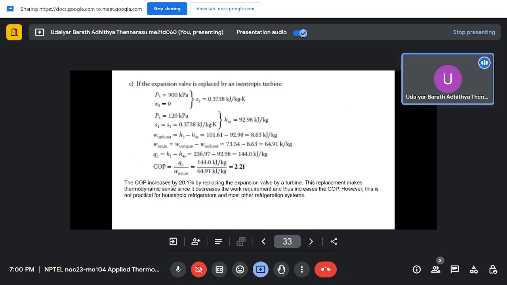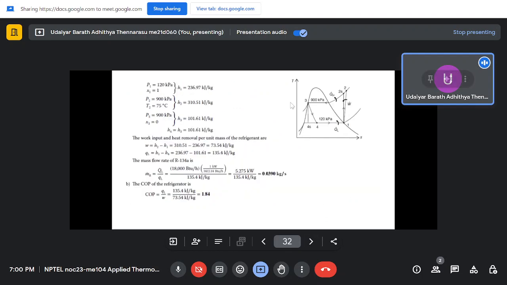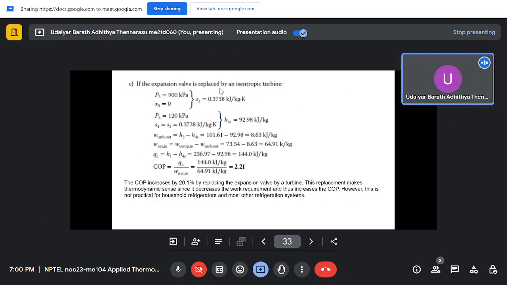Now the next part of the question was to replace the expansion valve with an isentropic turbine. That's done. Then we know S3 from the chart is 0.3738. So this is the entropy, and the entropy will remain the same. In isentropic expansion, with entropy of 0.3738 and the exit pressure of 120 kilopascal, we get the enthalpy as 92.98 kilojoule per kg.